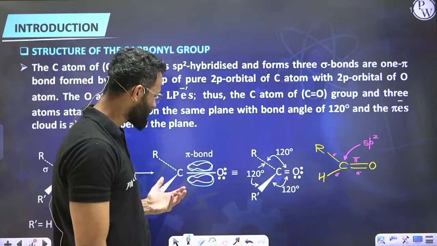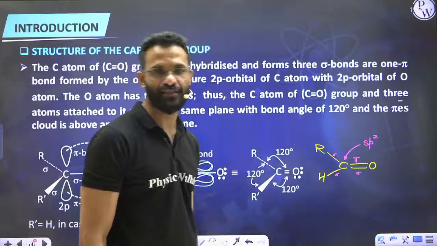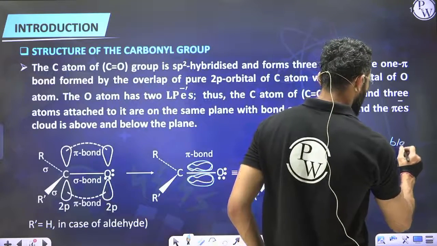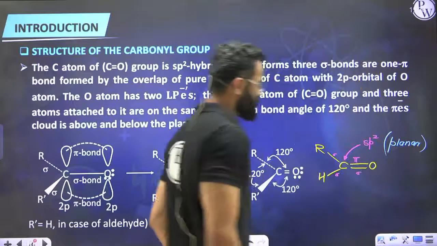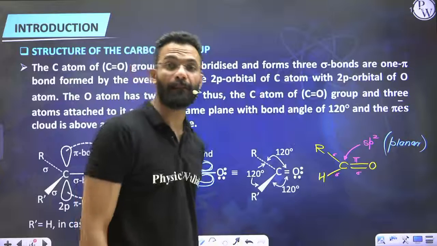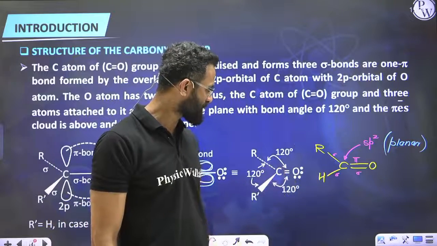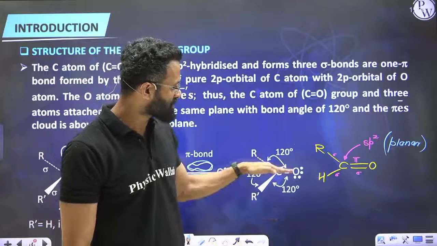And if you represent the same thing over here, having mentioned that the carbon is in sp2 hybridized state, its geometry is going to be trigonal planar. If the geometry is trigonal planar, then the bond angle is going to be 120 degrees. So this is a 120 degree bond angle. That clearly indicates that this molecule is planar.